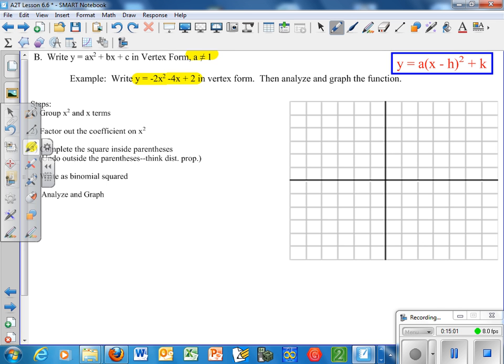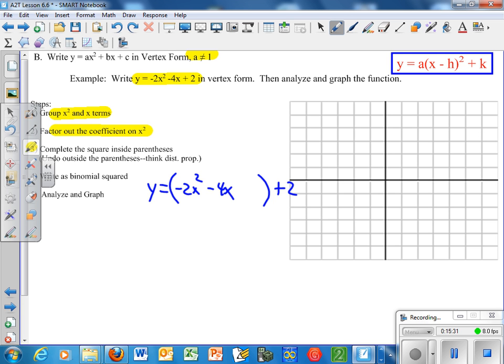You're still going to group your x squared and x terms together, so here's what we're going to do. Negative 2x squared, whoops, it's minus 4x, so let me change that, sorry about that. So minus 4x, we're going to group those two together, and then plus 2. Now, notice what I say. I grouped the x squared and x's, so I've done that. Factor out the coefficient on x squared.